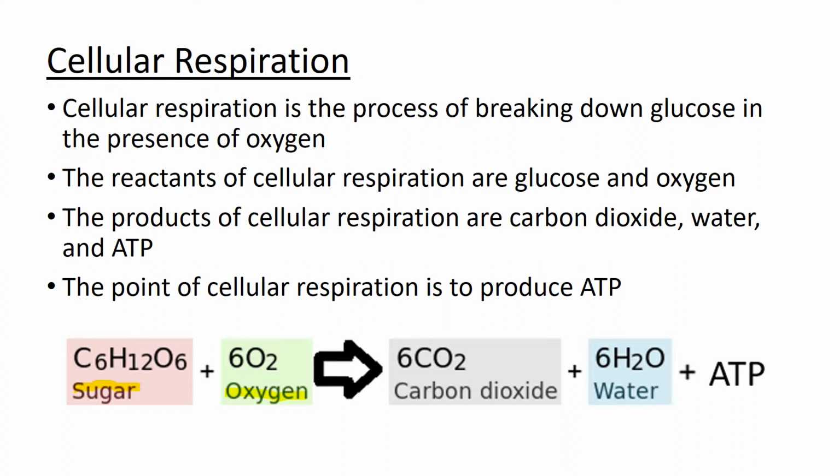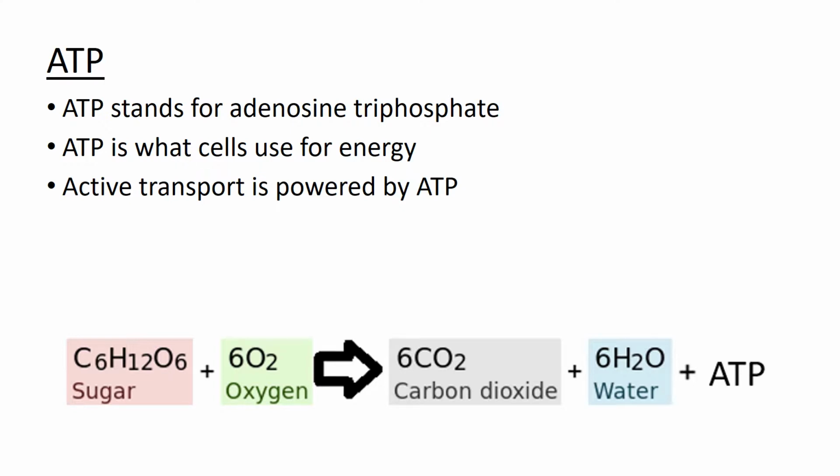The products of cellular respiration are carbon dioxide and water, as well as ATP. And this is actually the point of cellular respiration. The point of cellular respiration is to produce ATP. What is ATP? ATP stands for adenosine triphosphate, and it's ATP that cells use for energy.